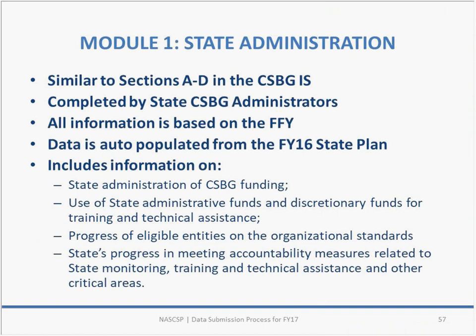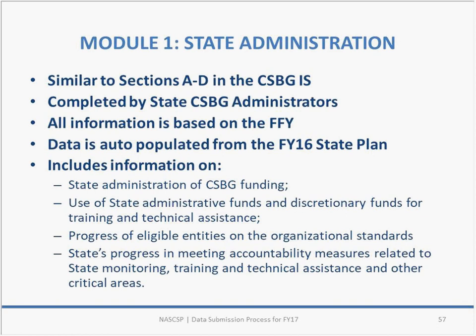I'm going to touch briefly on Module 1, the State Administration Module, because that's also due along with the CSBG IS data on March 31st. It is similar to the information collected in sections A through D of the CSBG IS. It is completed by state administrators. All information in the module is based on the federal fiscal year, whereas CSBG IS and modules 2 through 4 of the new report are reported by program year. Module 1 is the federal fiscal year.